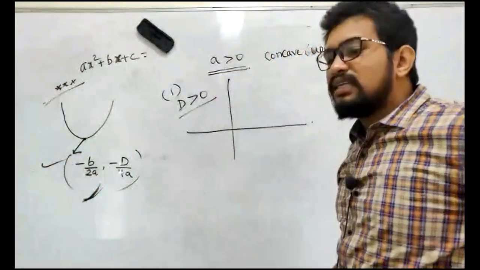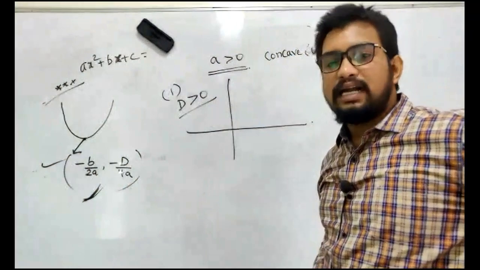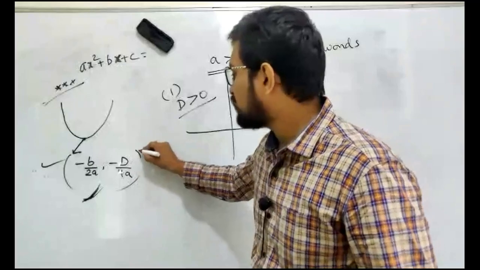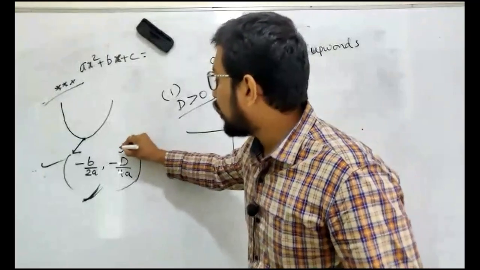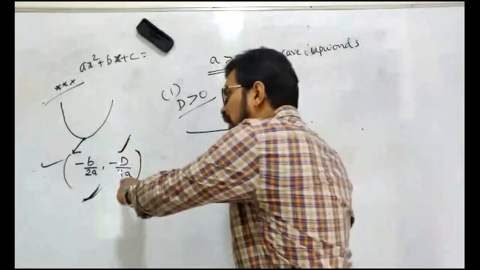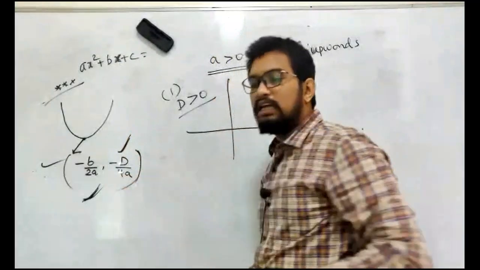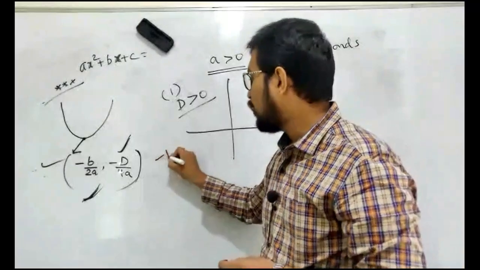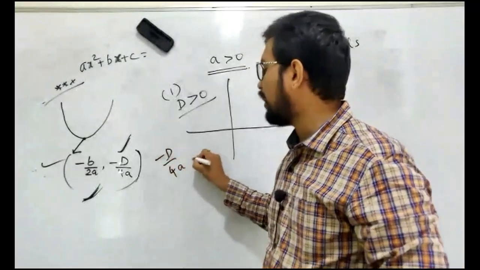Okay. Now if I take a greater than 0, the rough graph will be concave upwards. The graph of that parabola will be concave upward. Now what if I take d greater than 0 in the first case? If d is greater than 0 and a is also greater than 0, let us look carefully at this y coordinate. What is the y coordinate here? The y coordinate is minus d by 4a.